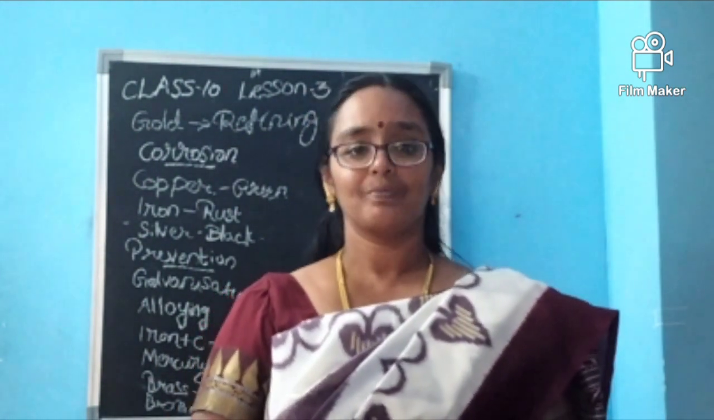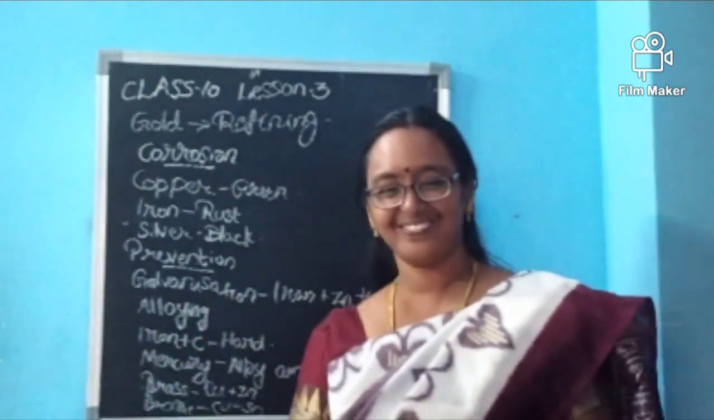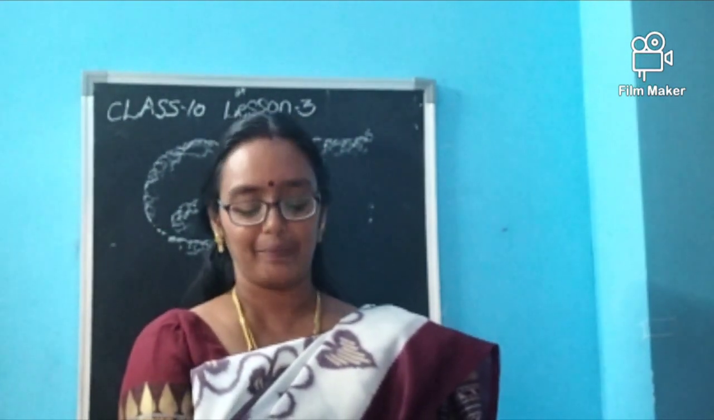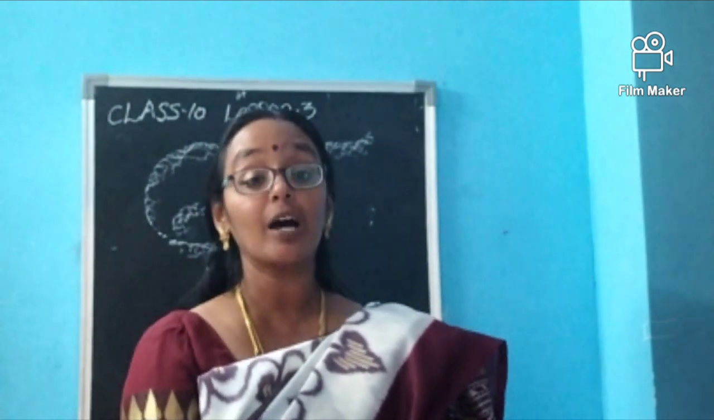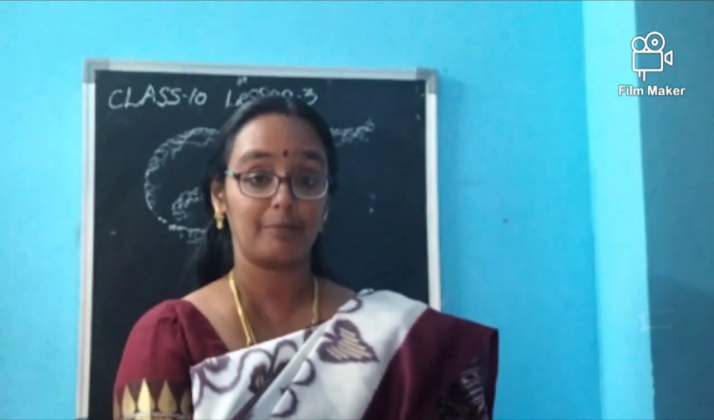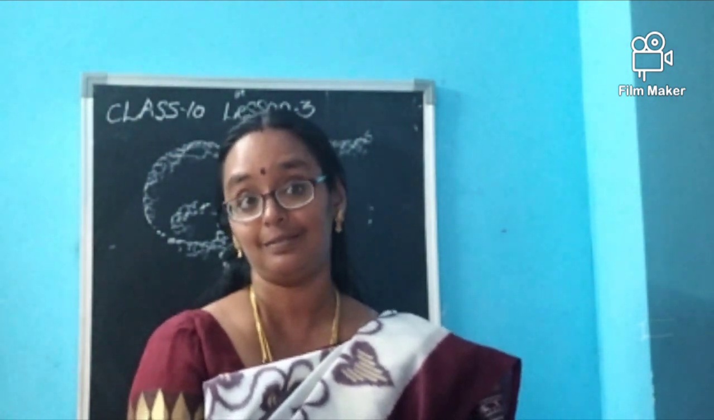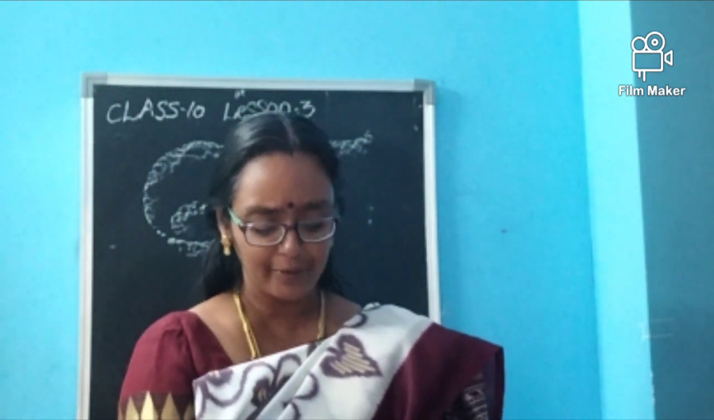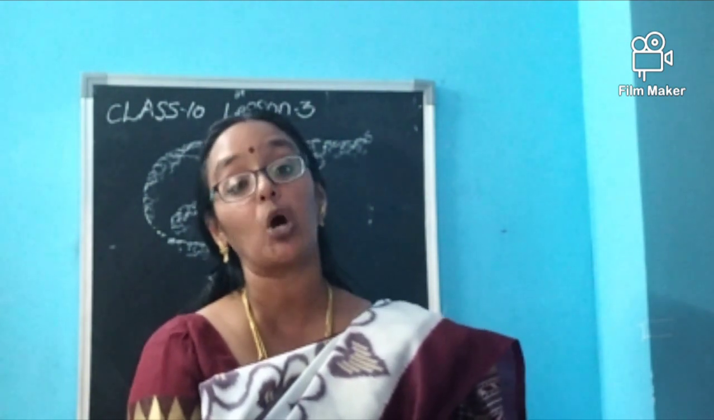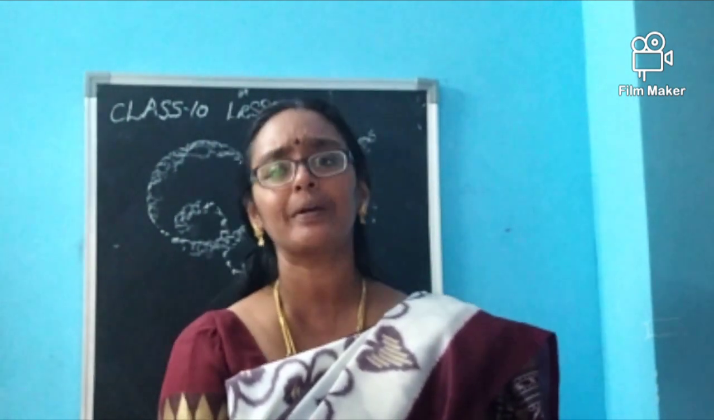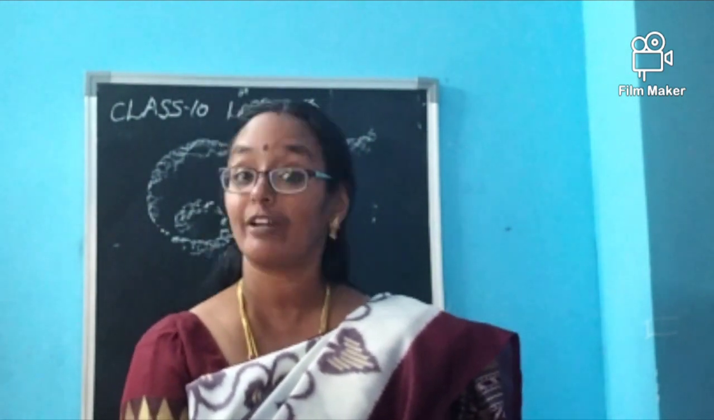So it's question time. Shall we start the questions? First question. Dash is the hardest substance made of carbon. Which is the hardest substance made of carbon? Second one. Dash is the best conductor of electricity. Which metal is the best conductor of electricity?